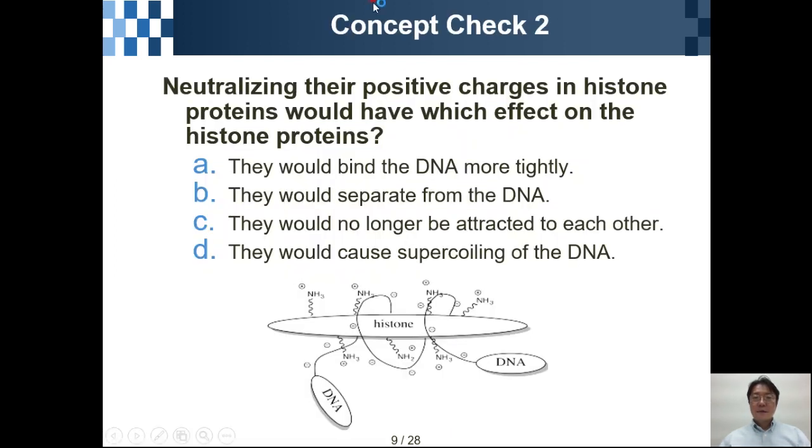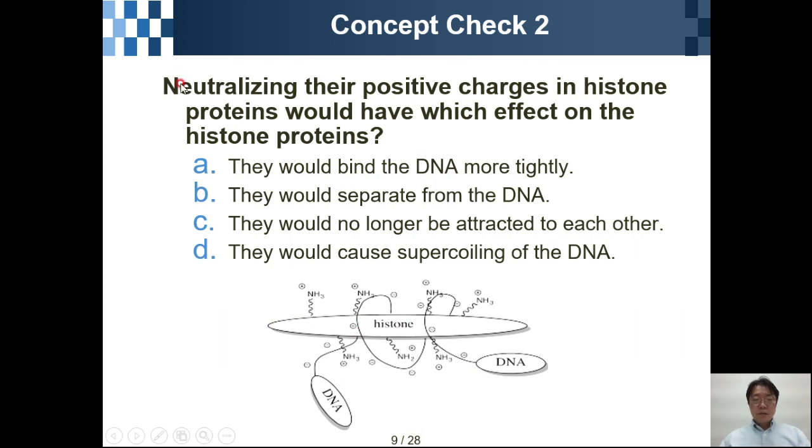So this slide is concept check 2. The question is about neutralizing the positive charges in histone proteins. Histone proteins usually have positive charges like this, and DNA is negatively charged. So usually histone proteins bind DNA tightly because they are positive and DNA is negative.